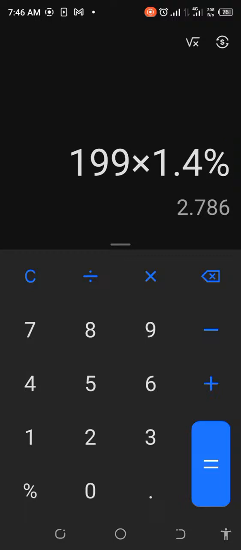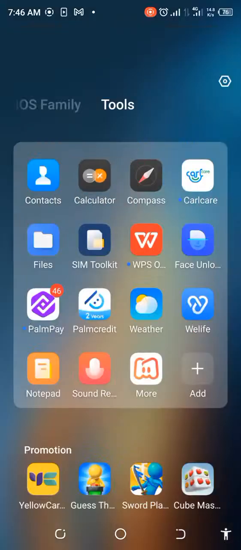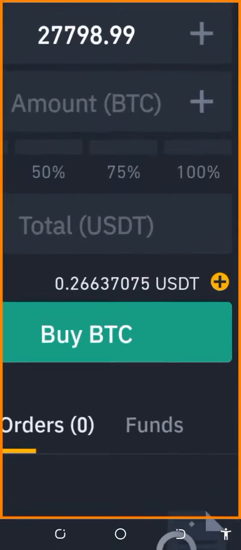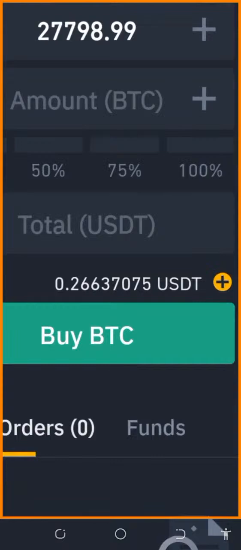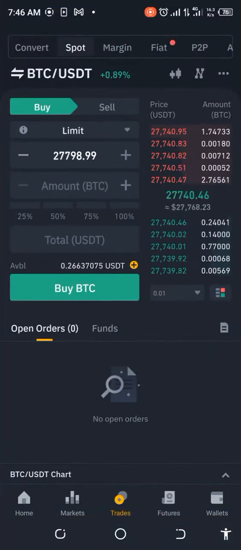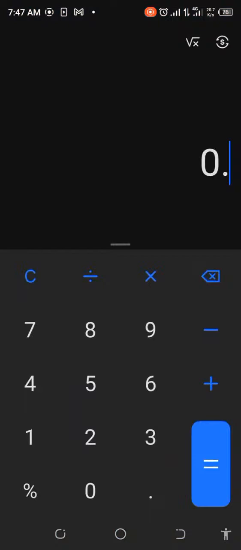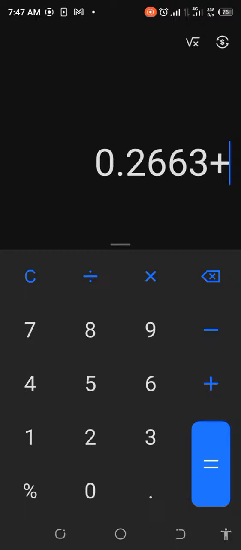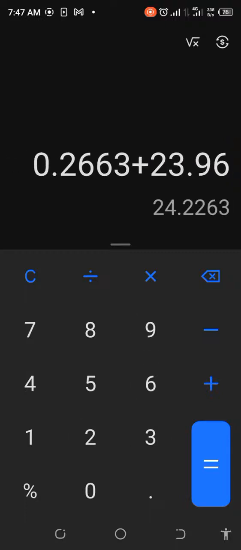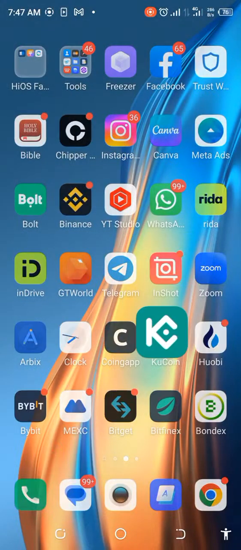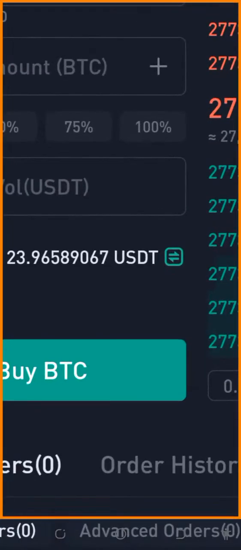So let's now go back to the global amount. The global amount really is what we've made plus what is in Binance. So what do we have left in Binance? We have 0.2663. So let's take that and add it. So what did we make entirely? We add our 0.2663 to our 23.9658. What was that? Let me go and check so that we don't put values that are not right. Okay, 9658.